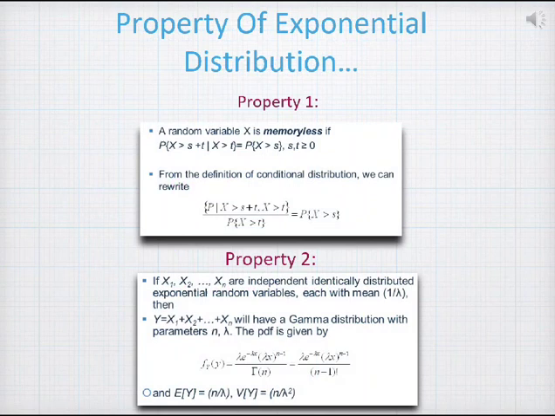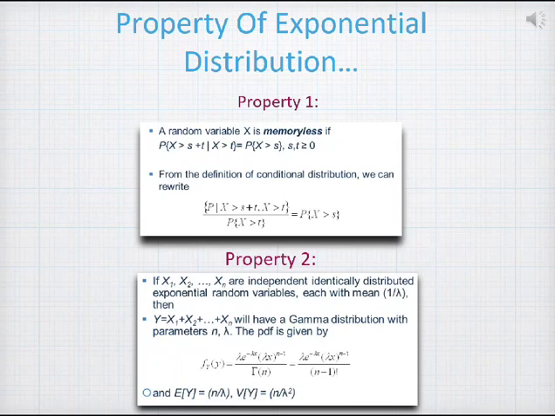Properties of exponential distribution. Property 1. A random variable x is memoryless if probability of x greater than s plus t is equal to probability of x greater than s, where s, t are greater than or equal to 0. From the definition of conditional distribution, we can write probability of x greater than s plus t, given x greater than t, upon probability of x greater than t, is equal to probability of x greater than s.